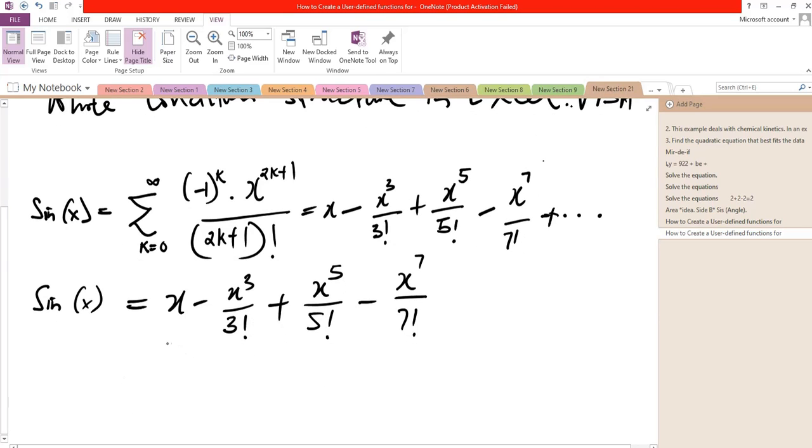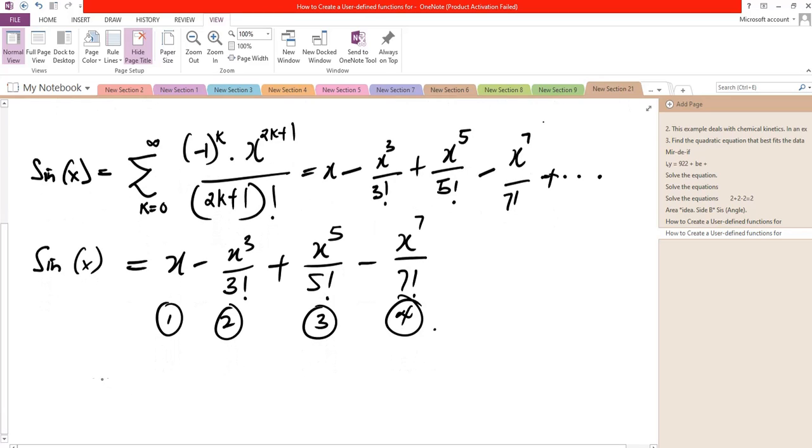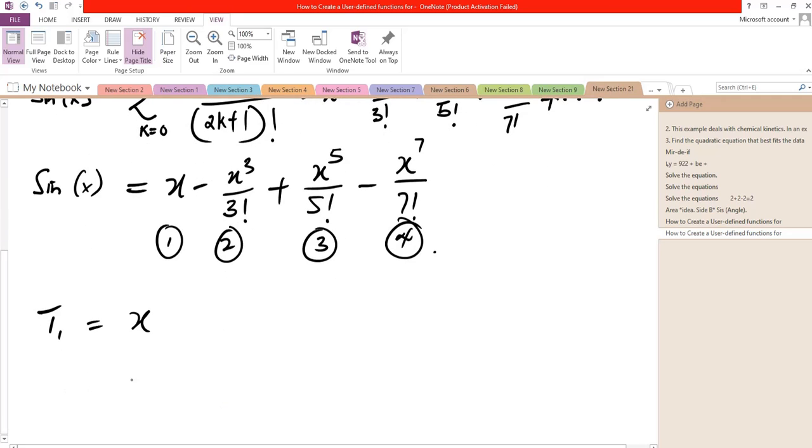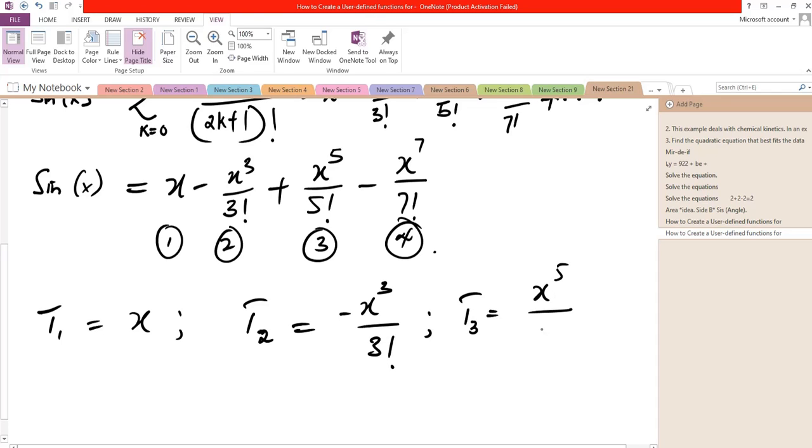Now when you look at it properly, this is the first term, this is the second term, this is the third term, this is the fourth term. Now you have the first term t subscript 1 equal to x, the second term t subscript 2 equal to minus x raised to power 3 all over 3 factorial. And then the third term, which is x raised to power 5 all over 5 factorial.